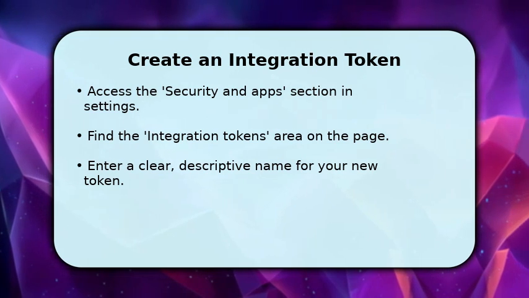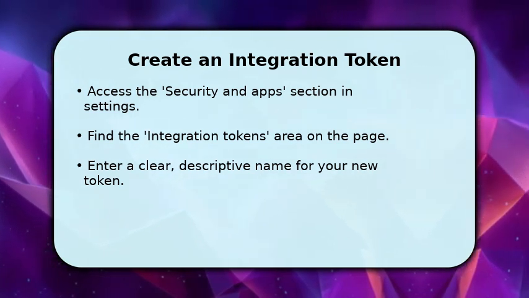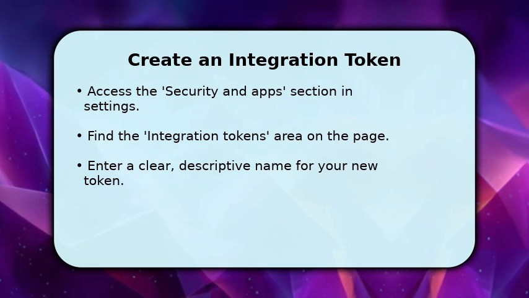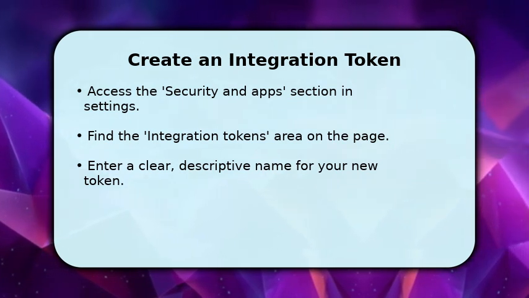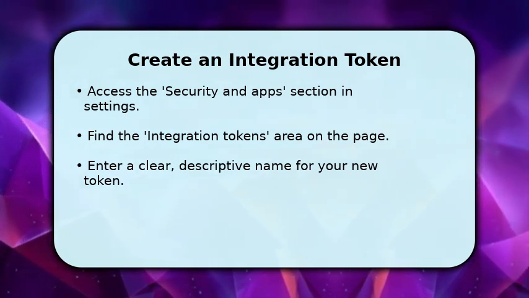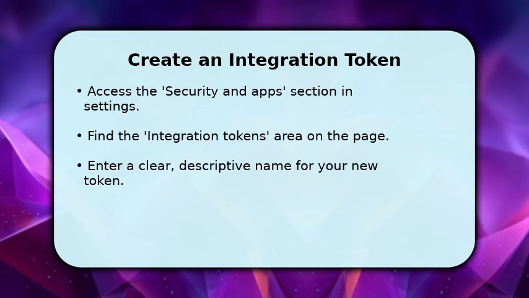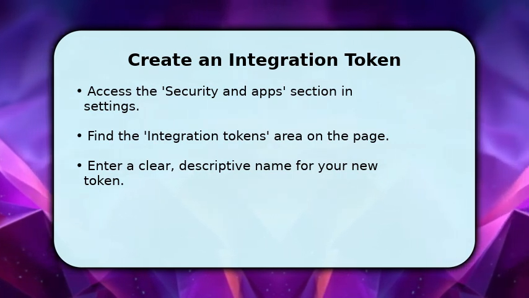Here, you can create a brand new token. It's important to give your token a descriptive name, perhaps indicating its purpose, like My Blog Publisher. After entering a name, simply click the Get Integration Token button to generate it.